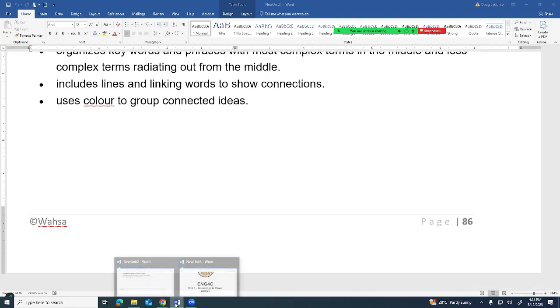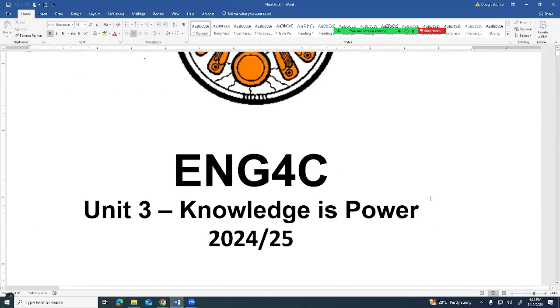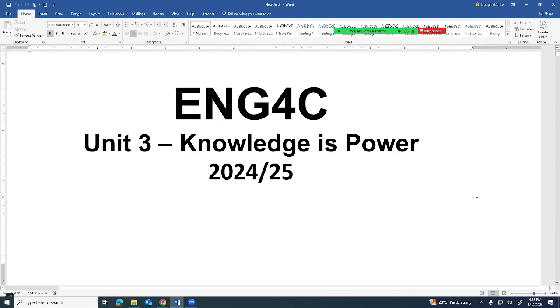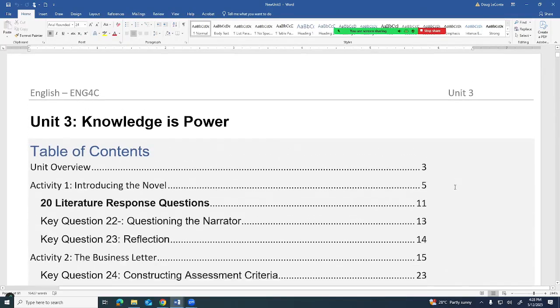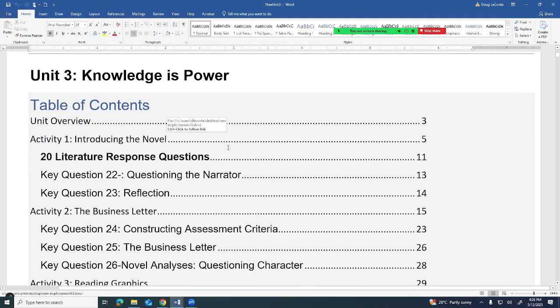Now we're going to introduce you to Unit 3. Unit 3 is titled Knowledge is Power, and we have the table of contents here. One thing I wanted to point out to you is the introduction of the novel. This is the very same one we introduced you to in unit number 1, but at that time we did that so that you could order the novel and start reading it.